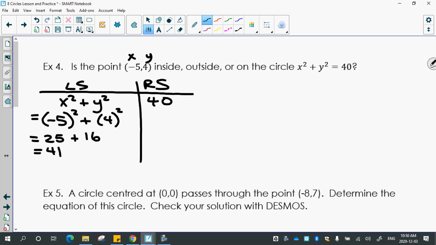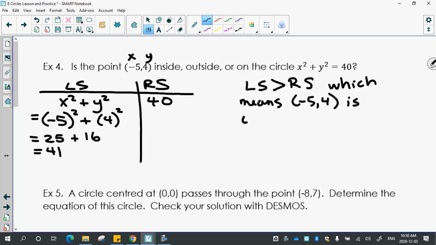So the left side doesn't equal the right side. Everybody good? So instead of saying left side equals right side, we're going to say left side is greater than right side. Does that make sense? Left side is greater than the right side, which means negative 5, 4 is outside the circle.